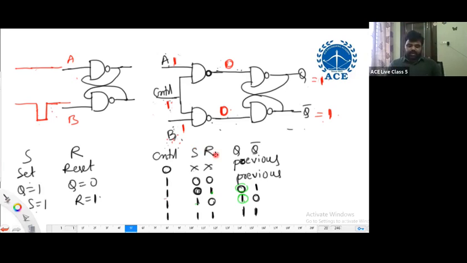Not only this, we need to understand one more thing. Please focus on this. We are going to do a final table of this SR. So until that, please focus on my words correctly. I hope you have understood this is the SR latch. Instead of A and B, now it is S and R. What is it here? It is Q and Q bar.